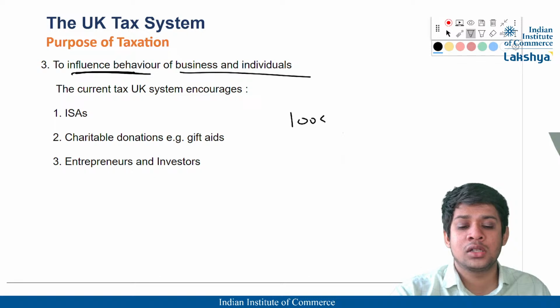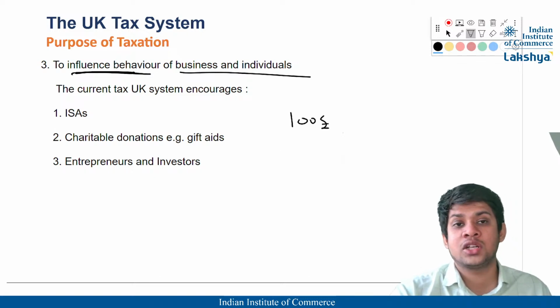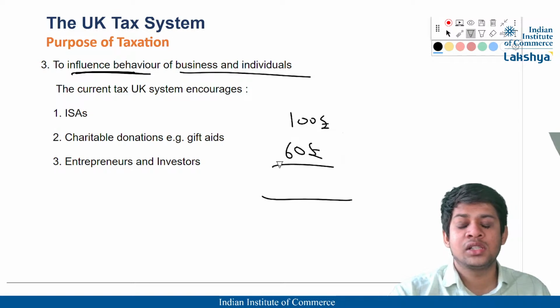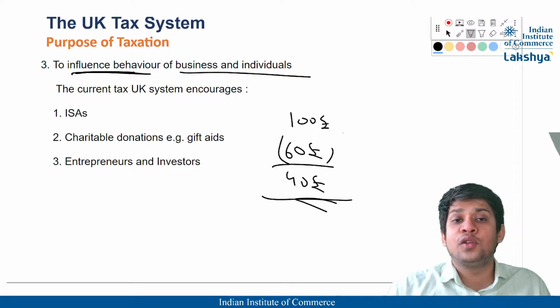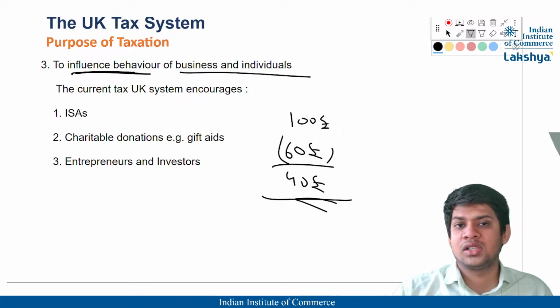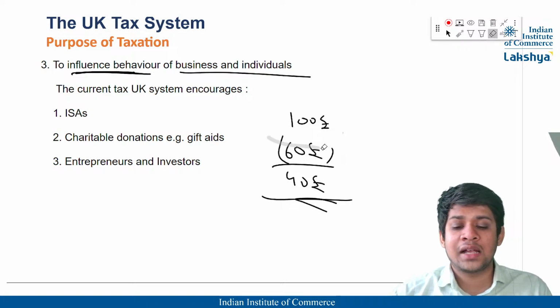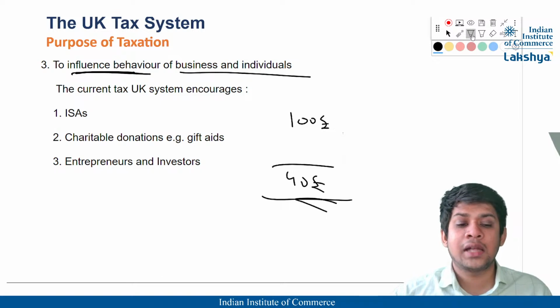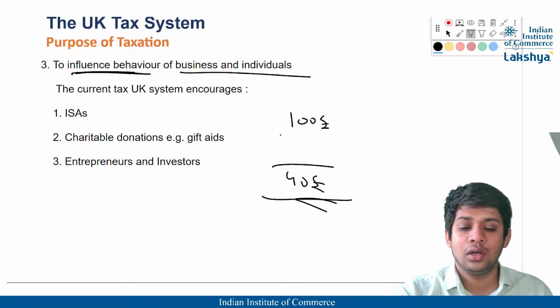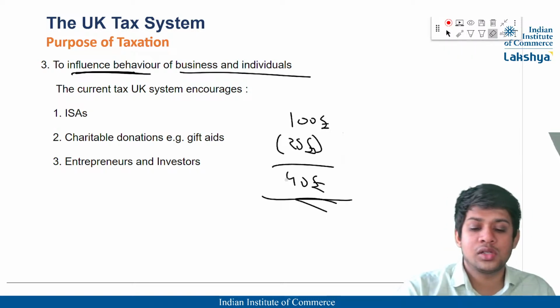If the individual is earning £100 and there is a lot of tax charged, so if £60 is his total expenses, he will only be left with £40. His behavior will be influenced by the tax, because if he has only £40 left, he would spend less. He would not buy too much luxury or anything. But if the tax is low, maybe £25, he will be left with £75.